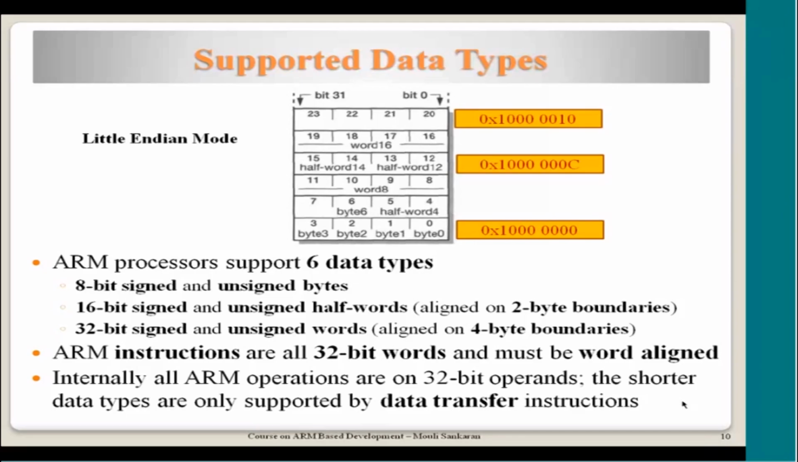So this is all about data types. Now either you have accessed a word or a byte or a half word, it has come into the register, then it has become a 32-bit value. Now how do the data processing instructions operate on that? That is what we are going to see in this lecture.